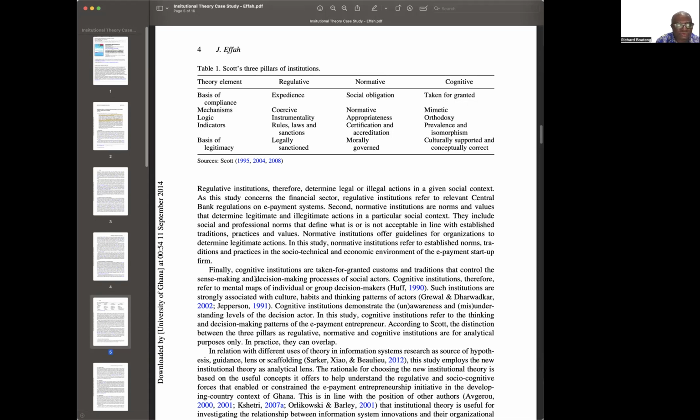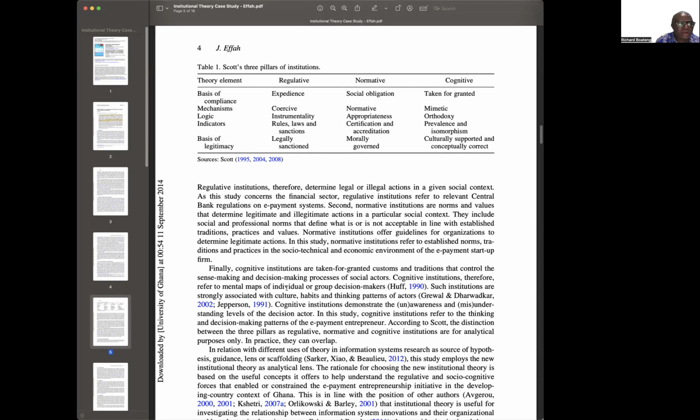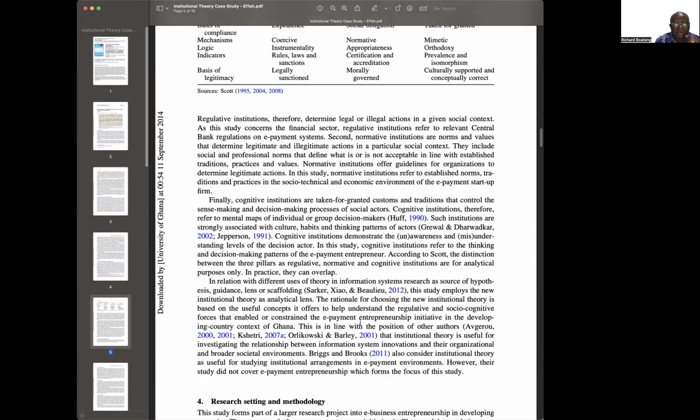And look at this one too, cognitive institutions. Cognitive institutions are taken-for-granted customs and traditions that control sense-making and decision-making in social actors. Cognitive institutions, therefore, refer to the mental maps of individual or group decision makers. Such institutions are strongly associated with culture, habits, and thinking patterns of actors. Cognitive institutions demonstrate the unawareness and misunderstanding of levels of the decision actor. In this study, cognitive institutions refer to the thinking and decision-making patterns of the e-payment entrepreneur.